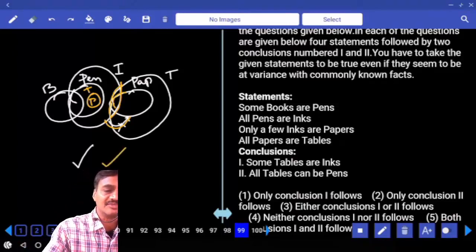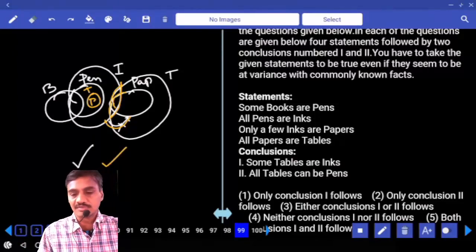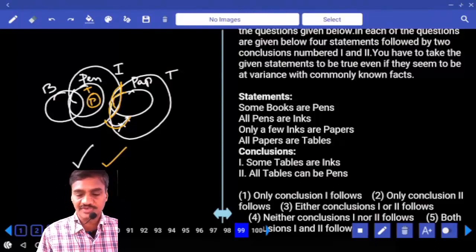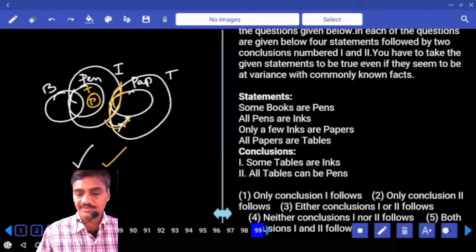But all tables can be pens is possible. Hence what is your answer? Both 1 and 2, that is choice 5, question number 99. Then coming to 100.